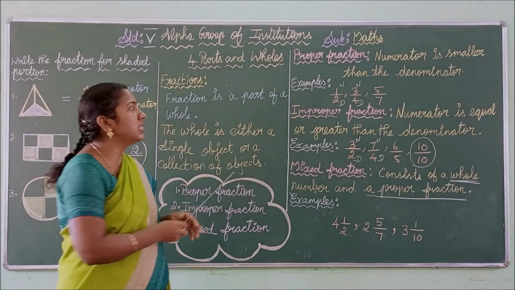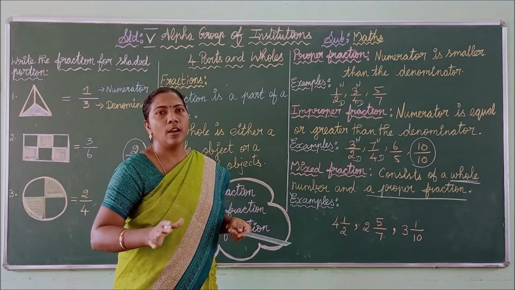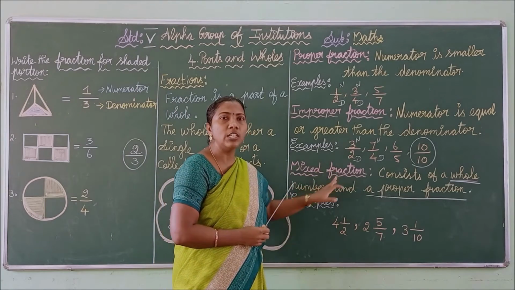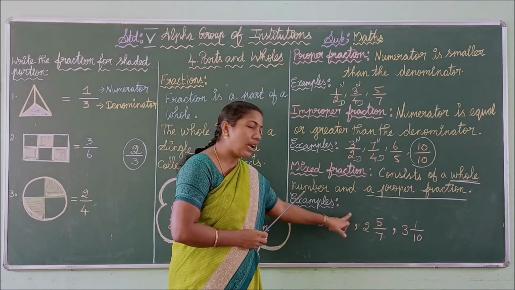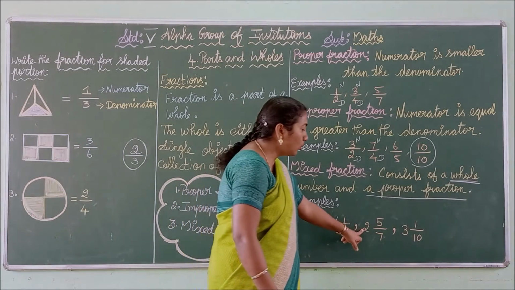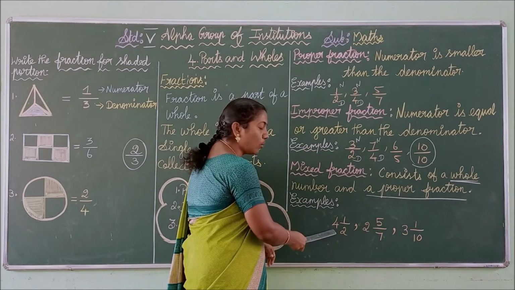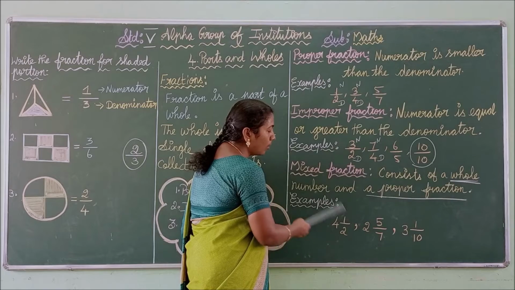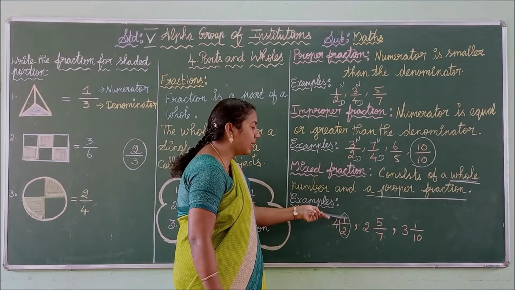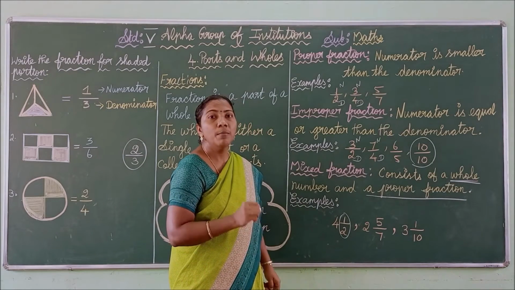Okay, proper fraction means, see here, 1 by 2, 3 by 4, 5 by 7. The numerator should be less than the denominator. Such types of fractions are said to be proper fractions. So a mixed fraction should contain a whole number and a proper fraction. See the examples: 4 and 1 by 2, 2 and 5 by 7, 3 and 1 by 10. See the first one, 4. 4 is a whole number. See the 1 by 2. 1 by 2 is a proper fraction. Why? Because the numerator is less than the denominator. So such types of fractions are said to be mixed fractions.